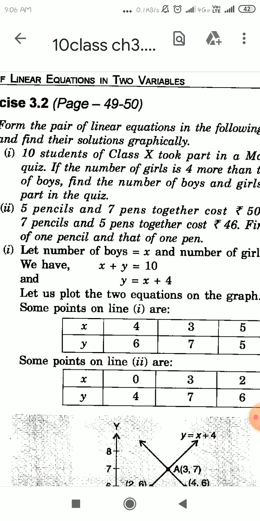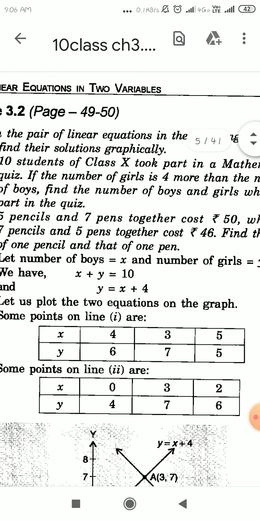Let the number of boys be x and the number of girls be y. Total there are 10 students, so x plus y is equal to 10 is the first equation. It is given in the question that the number of girls is 4 more than the number of boys. So y, that is the number of girls, is equal to x plus 4.